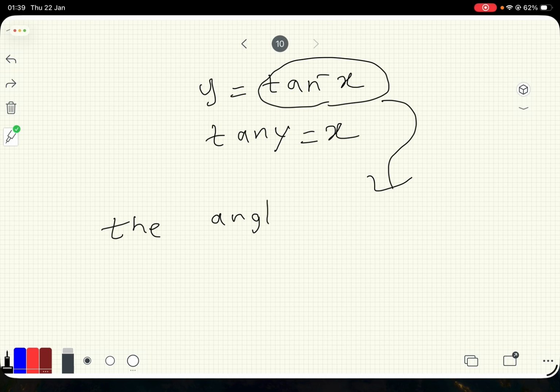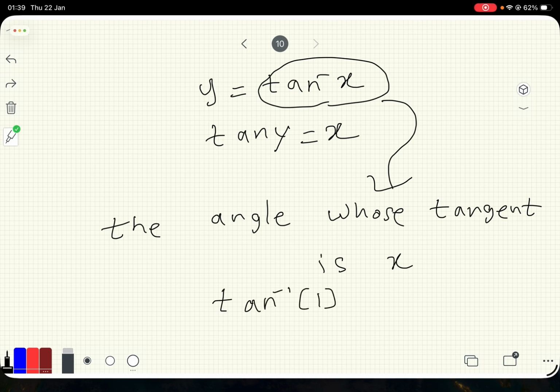The angle whose tangent is x. For example, tan inverse 1 is equal to 45 degrees, or pi by 4 radians, because tan 45 degrees is equal to 1. Okay, is it clear?